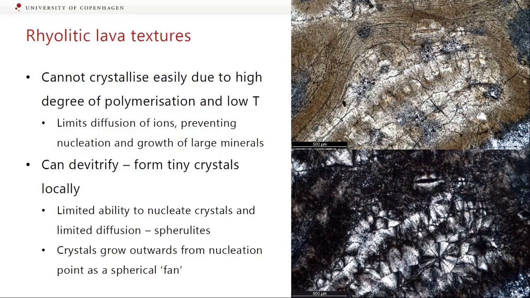So when these glasses quench, they can sometimes devitrify, and what this means is that in local areas they're forming these tiny little crystals. And because we have a limited ability to nucleate crystals and because we don't have much diffusion, they can grow these things called spherulites. So you can't really see them in this top image here. There's kind of vague round outlines, but in the cross polars you can see them. And these spherulites have a really distinctive cross, an extinction cross in two directions.